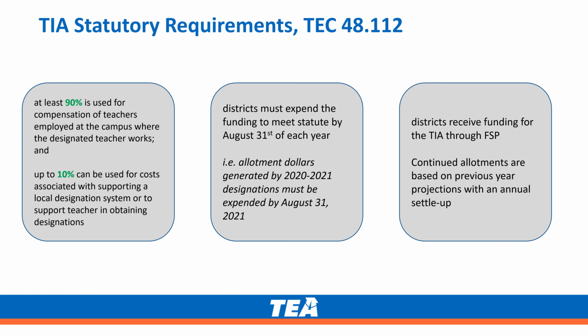Secondly, all districts must expend the funding to meet statute by August 31st of each year. For example, if allotment dollars are generated by 2020-2021 designations, those dollars must be expended by the district by August 31st of 2021. The third main point is that districts will receive funding for the Teacher Incentive Allotment through the Foundation Schools Program, or the FSP. That means that continued allotments will be based on previous year projections with an annual settle-up in September.